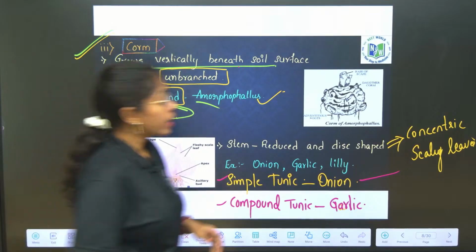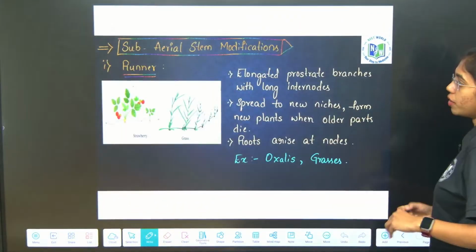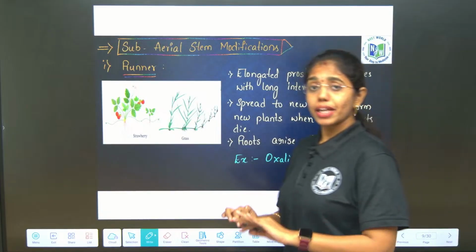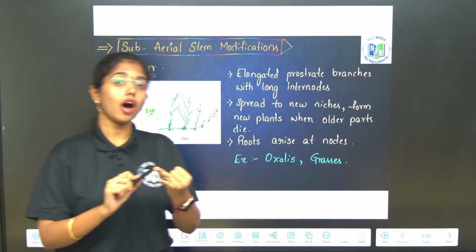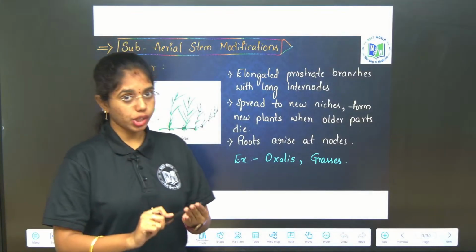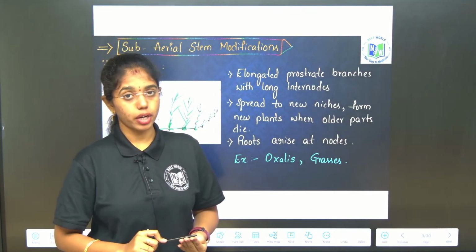Here we go with subaerial stem modifications. Again important, we have four types to exercise. One is runner, second is offset, then stolon and sucker. These are the four types of subaerial stem modifications.